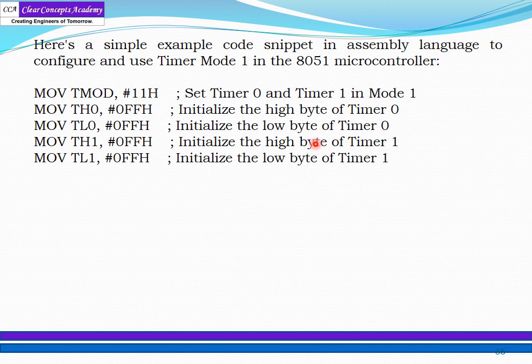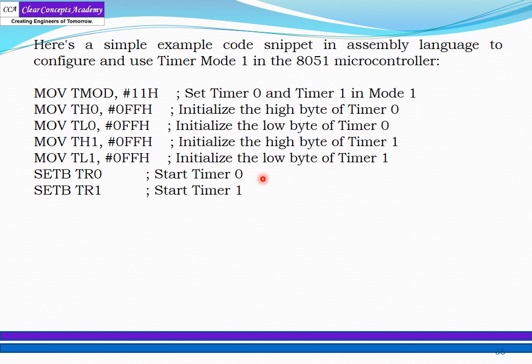Now SETB TR0. Here you are starting timer 0 by setting the timer run bit. TR0 means the timer run bit of timer 0, and you are starting timer 0. Now SETB TR1. Here you are setting the timer run bit of timer 1 and you are starting timer 1.